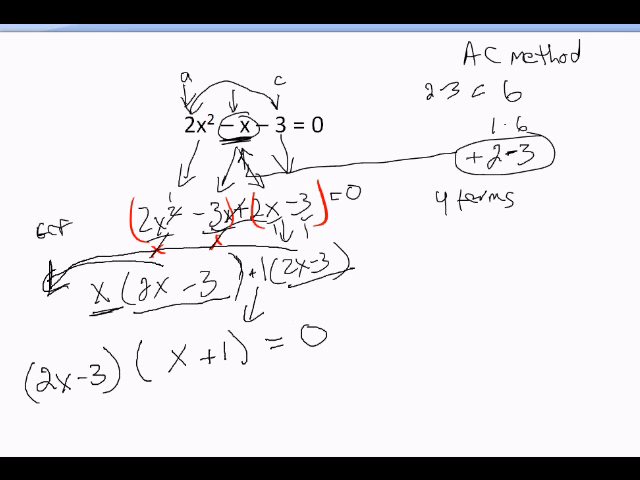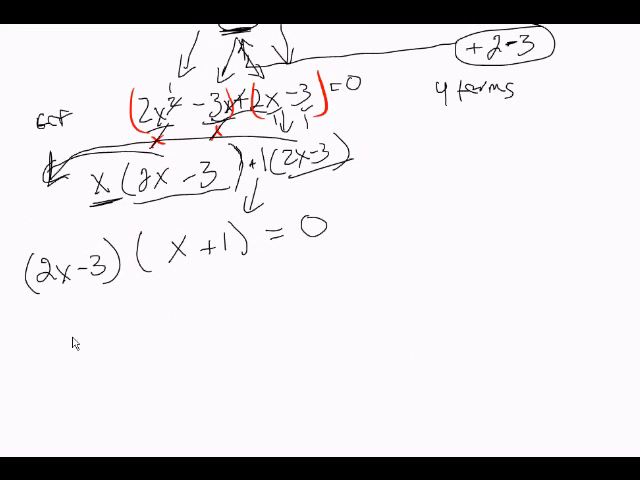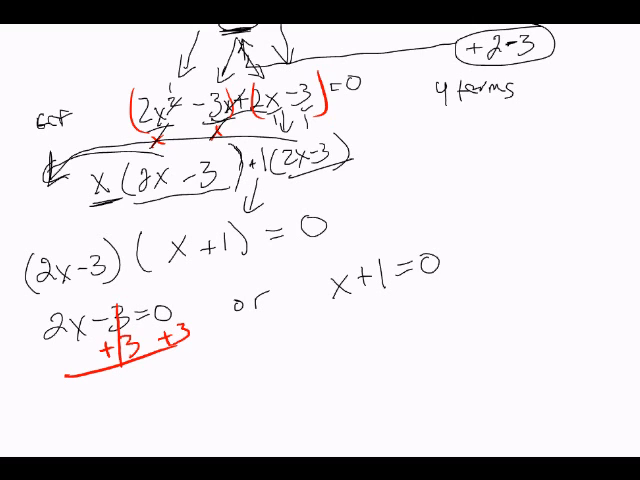Now that I've factored, I use the zero multiplication rule and say 2x minus 3 equals 0, or x plus 1 equals 0, and we solve for x. You have to do the adds and subtracts first, so I'm going to add 3 to both sides. It's 2 times x, so I'm going to divide both sides by 2. 2 divided by 2 is 1x, and I get x equals 3 over 2.